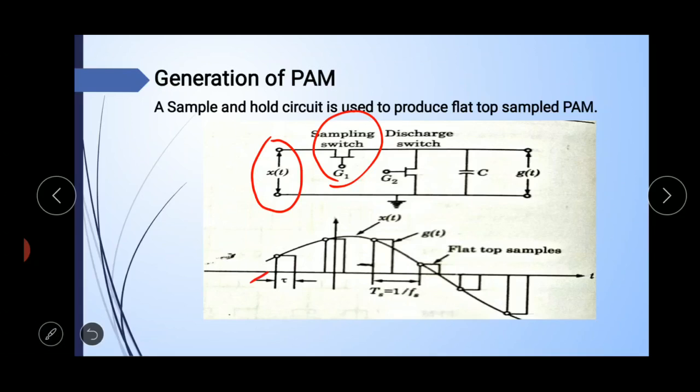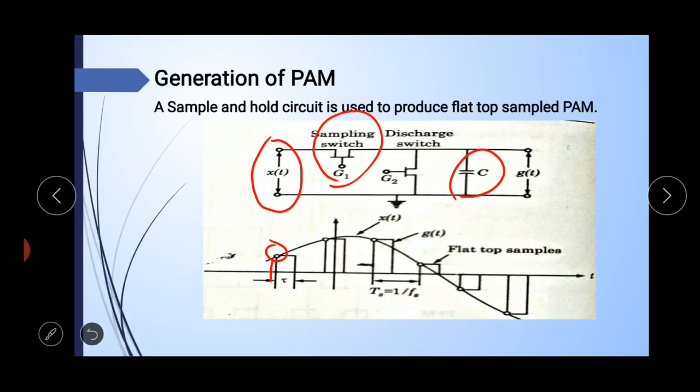In this waveform you can see this one is the modulating signal, and when the pulse is applied to the sampling switch, at that time the capacitor starts to charge. Here it charges up to the maximum value at that instant. At this instant the maximum value in the modulating signal is this point. So it charges to the maximum value of the modulating signal.